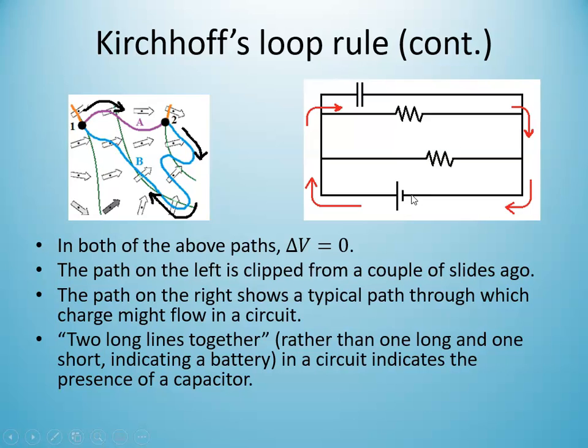Well, Kirchhoff's loop rule says that the total change in potential must be 0. So whatever gain in potential here that I had from the battery must be a drop in potential going across the resistor. When current flows through a resistor, there is a drop in electric potential in the direction that the current is flowing every time.